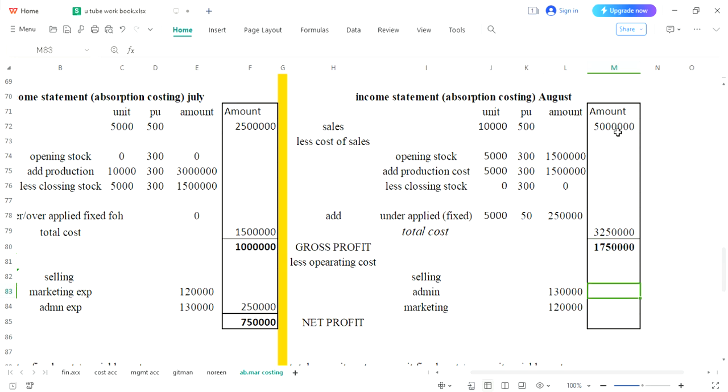Next is to calculate our operating cost. There are only two elements present in operating cost. We will sum up. First was 1,30,000 and then add 1,20,000. This way you have calculated your total operating cost. Final step is to see how much is our net margin or net profit. This way, this is our net profit. How do we calculate? It is the difference between gross profit and operating cost. So gross profit was 17,50,000. You will subtract your operating cost, which was 250,000, and this way we have calculated our net profit.